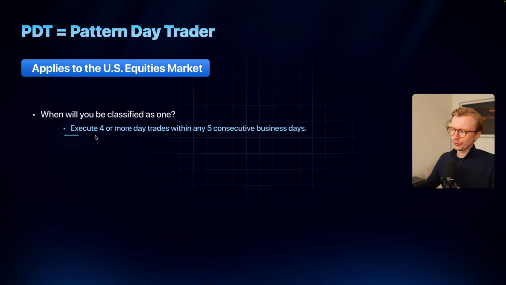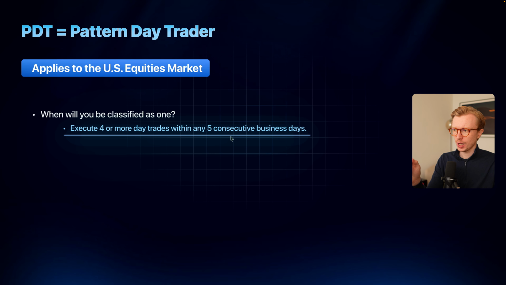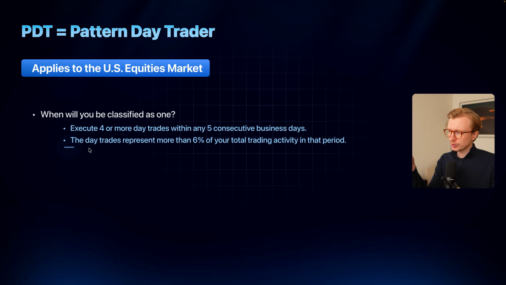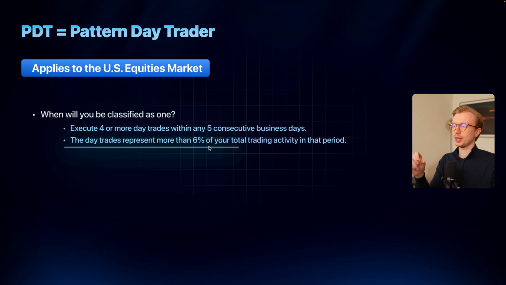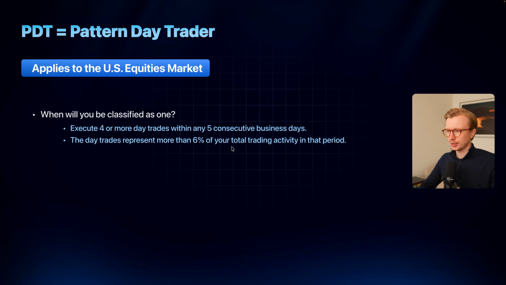If you execute 4 or more day trades within any 5 consecutive business days. I'm going to give you an example of what that looks like later on as well, so how you can avoid it potentially. First, let's actually move on. Now, it's also important that the day trades represent more than 6% of your total trading activity in that period. This 6% rule is something you don't really have to worry about because that will likely always be the case. Because if that's not the case, then that means within those 5 consecutive business days, you have to take roughly 66 different trades that are not day trades, which again is not going to be the case.